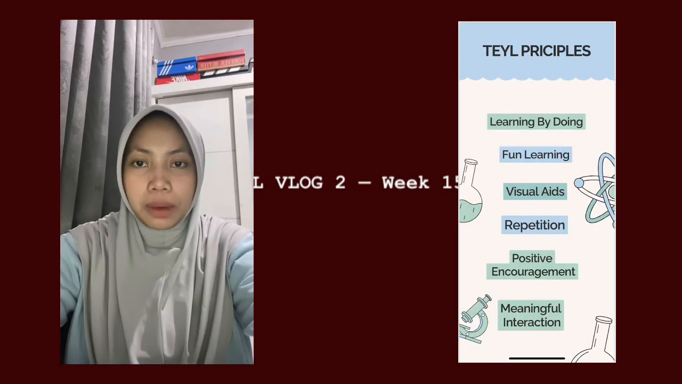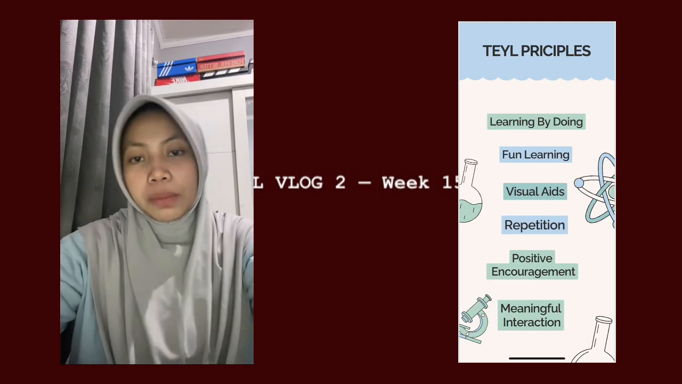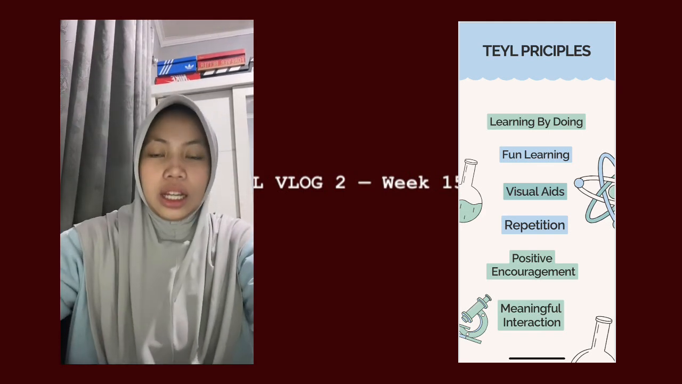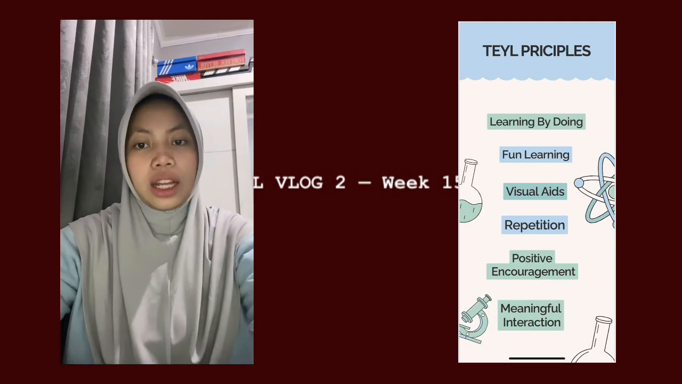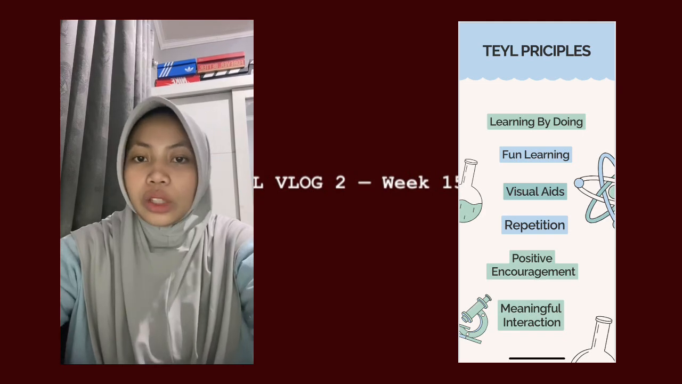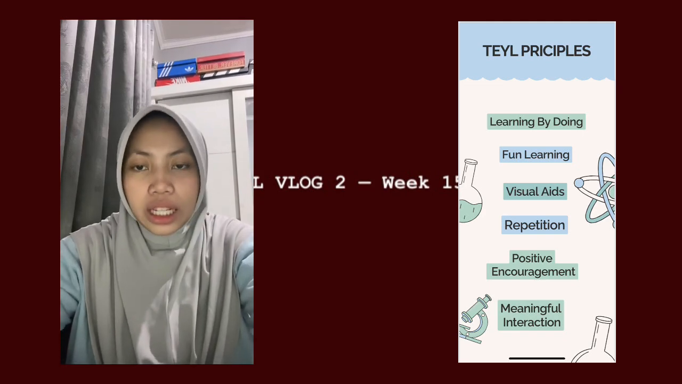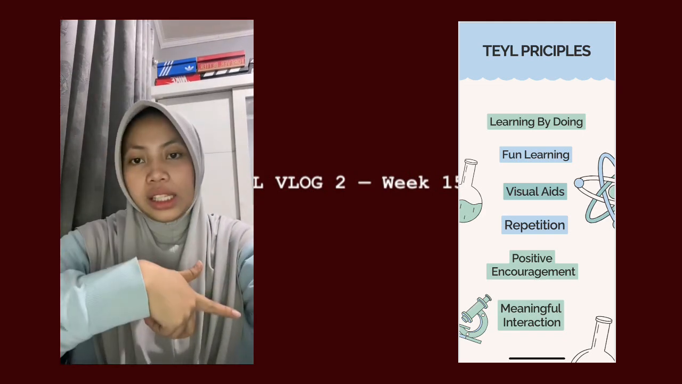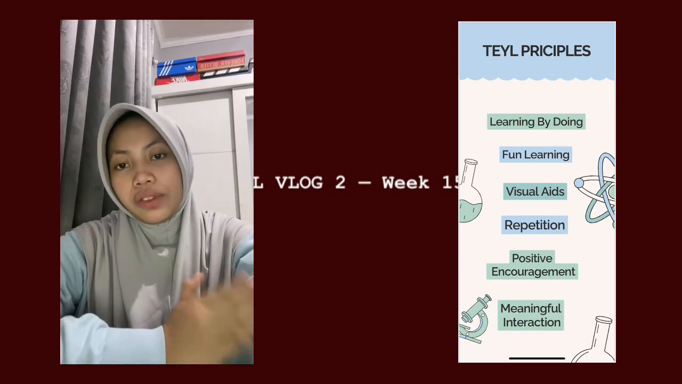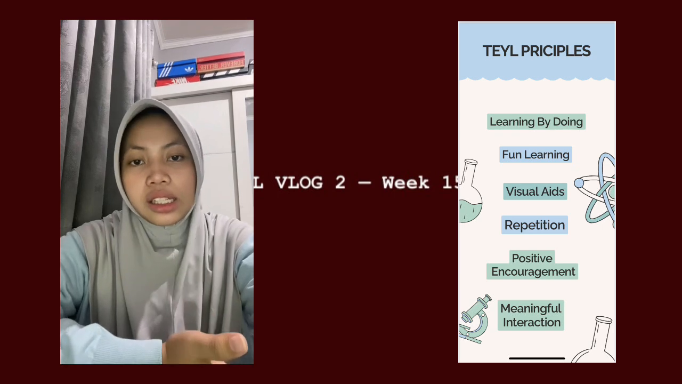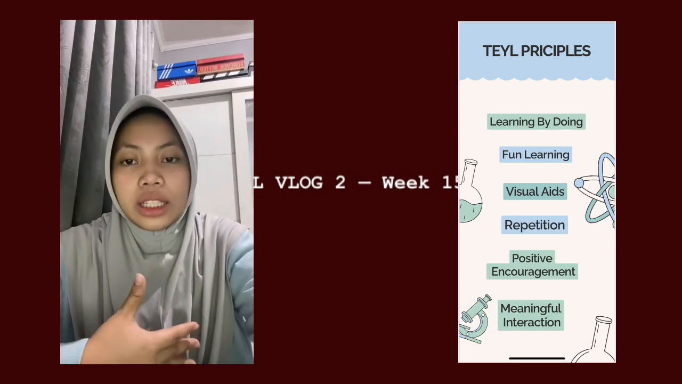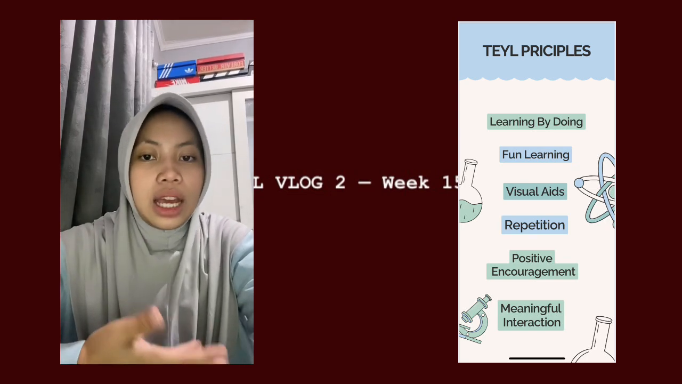Before discussing teaching methods, it is important to understand the basic principles of TEYL. The first principle is learning by doing. Young learners learn better when they actively participate in activities rather than just listening to explanation. For example, teachers can use games or real objects to make learning more meaningful. The second principle is fun learning. Since children have short attention spans, lessons should be enjoyable and interactive so they stay interested and motivated.